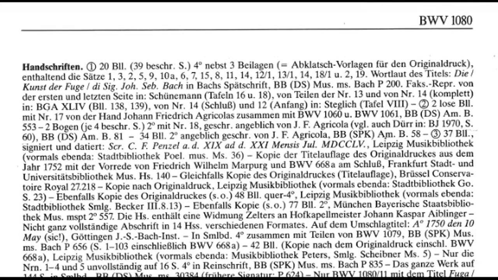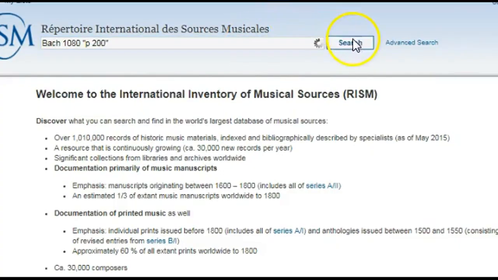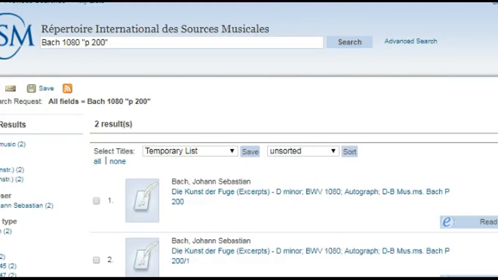This entry for the Art of Fugue, BWV 1080, tells us that the autograph bears the shelf mark P200, which, along with the BWV number and the name of the composer, is enough for us to find the manuscript in RISM.